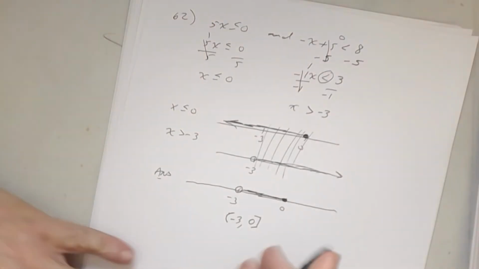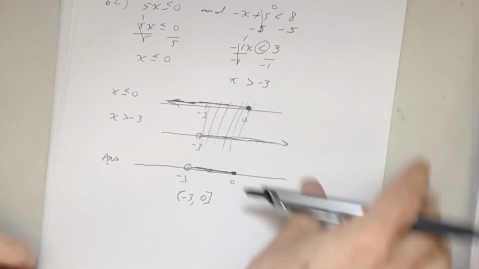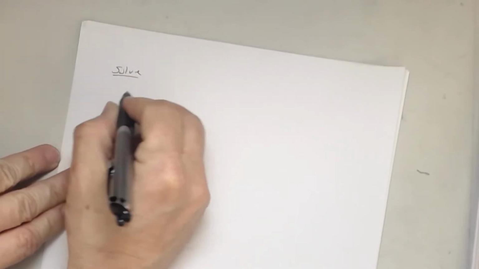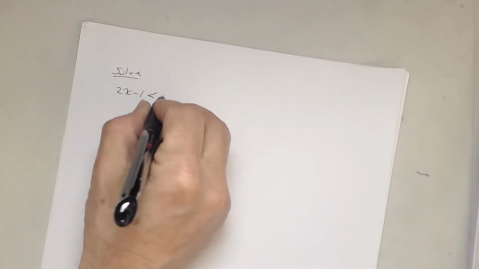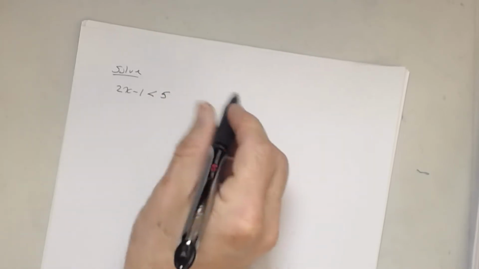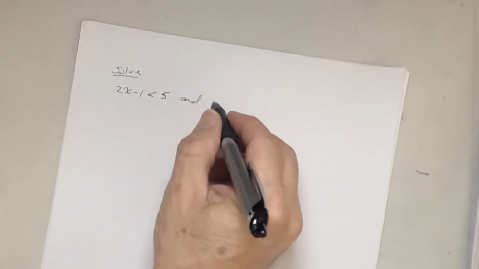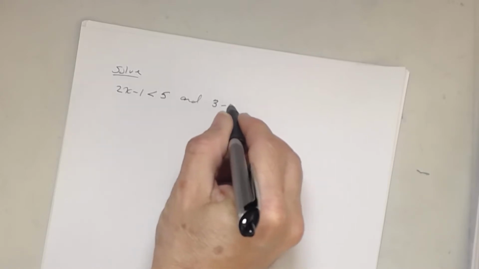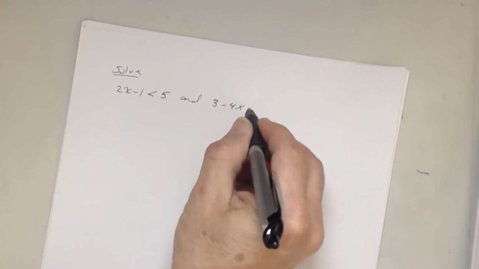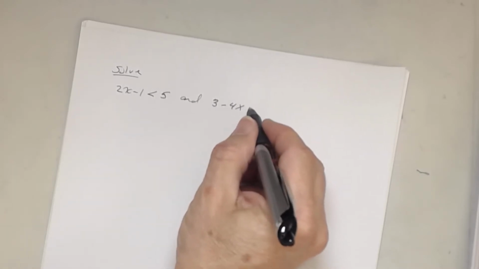All right, example. Okay, suppose I had 2x minus 1 is less than 5 and 3 minus 4x. I may need to change the inequality when I get to it, but let's just write this for right now.